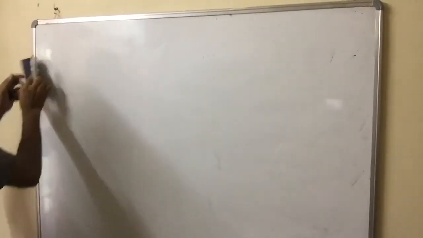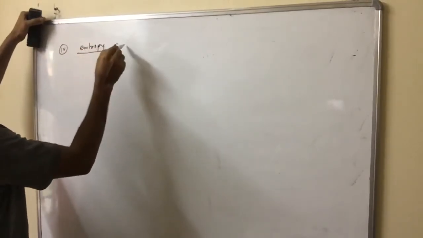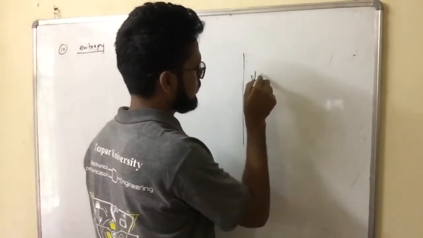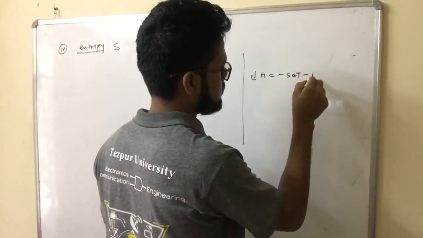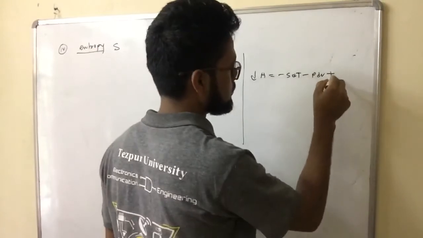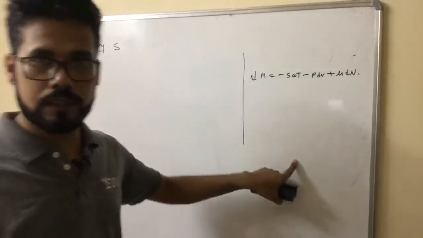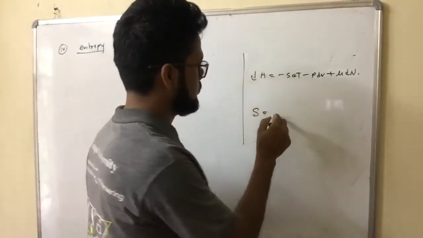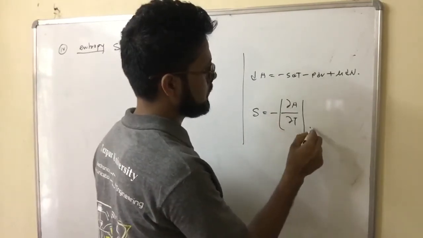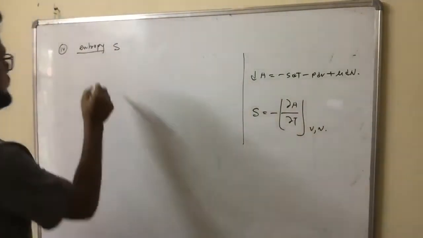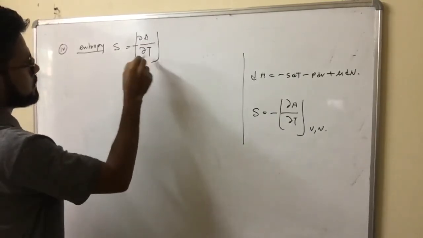Next, the second, third, fourth term, we are going to entropy. Entropy S. What is the formula of S? I have already given you: dA equal to minus S dT minus P dV plus mu n dN. I have already derived it in the previous equation. What is the value of S? S equal to minus dA by dT when V and N are constant. Clear?